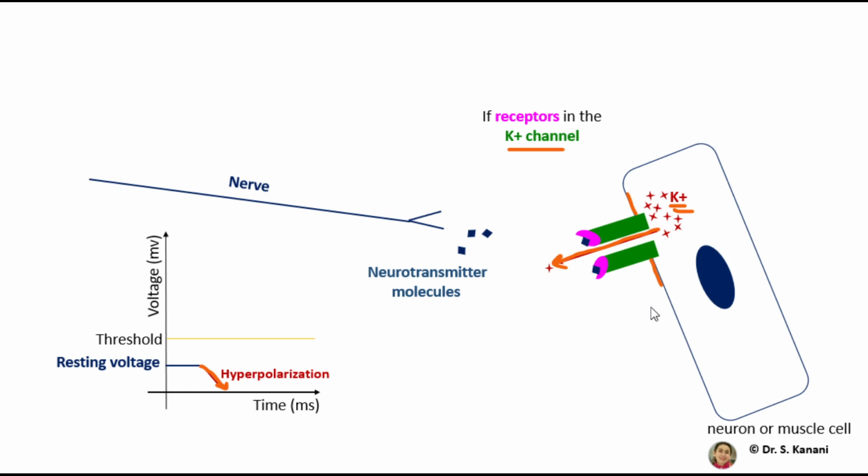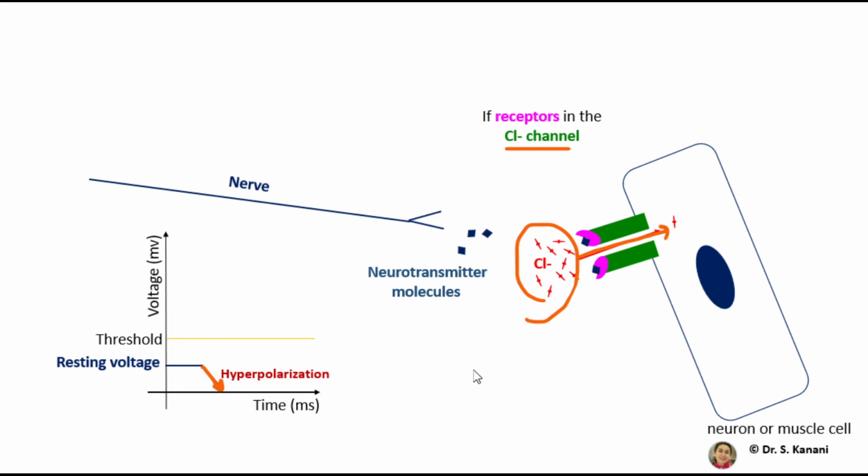The other scenario is that the receptor would be part of a chloride ion channel. When the chloride ion channel opens, since we have a higher concentration of chloride ion in the extracellular fluid, or we can say interstitial fluid, chloride ion, which is a negative ion, starts flowing into the cell, diffusing in. And this also leads to hyperpolarization of the cell.